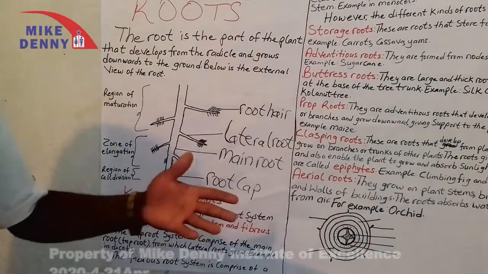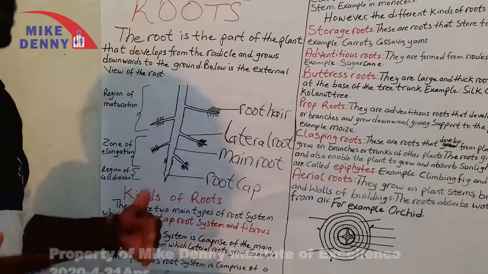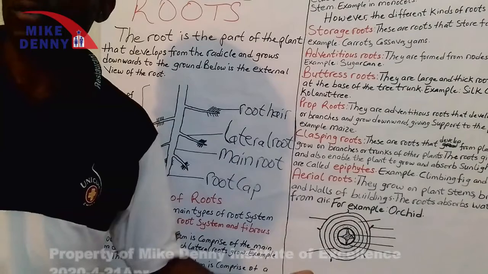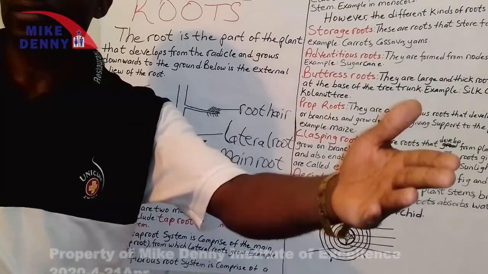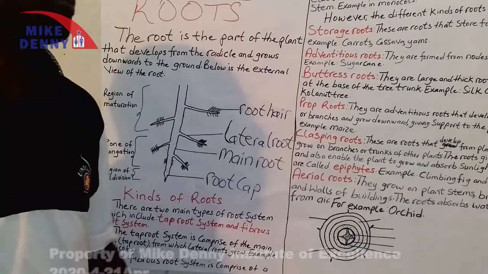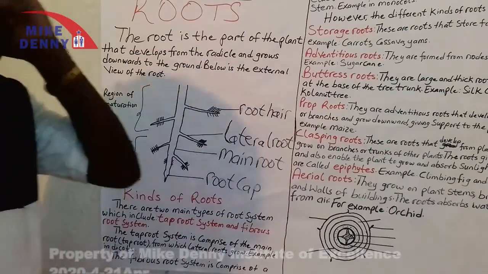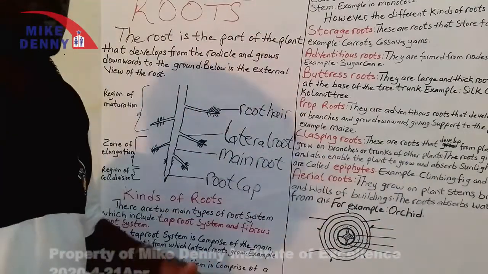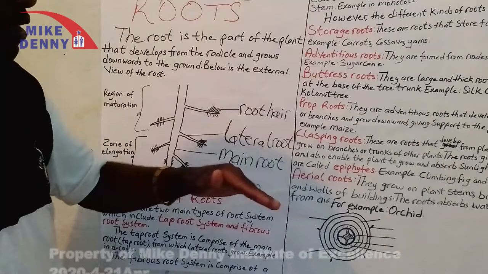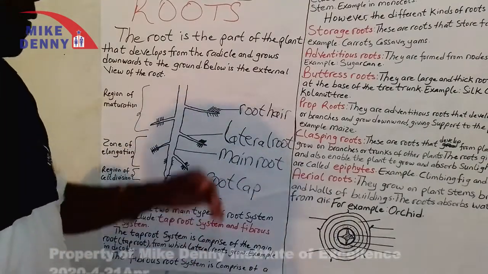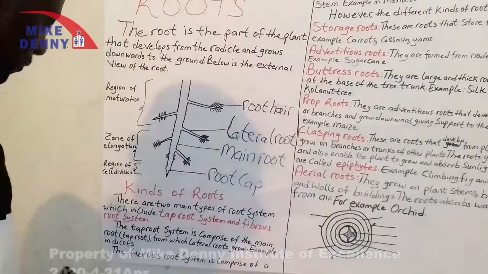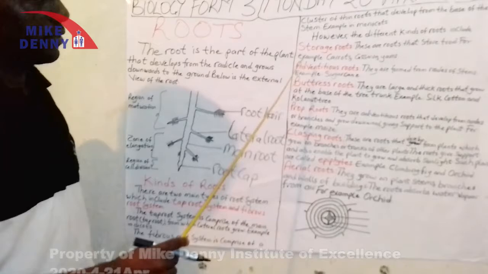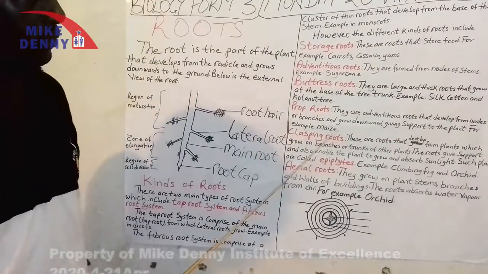This fibrous root system exists in monocots. Can we give examples of monocots? Good. Somebody says corn. Somebody says rice. These are examples of monocots. So they have this type of root system. But despite this, we still have other modified roots that we can group into various kinds. For example, from our chart here, we have storage roots. Can we repeat?